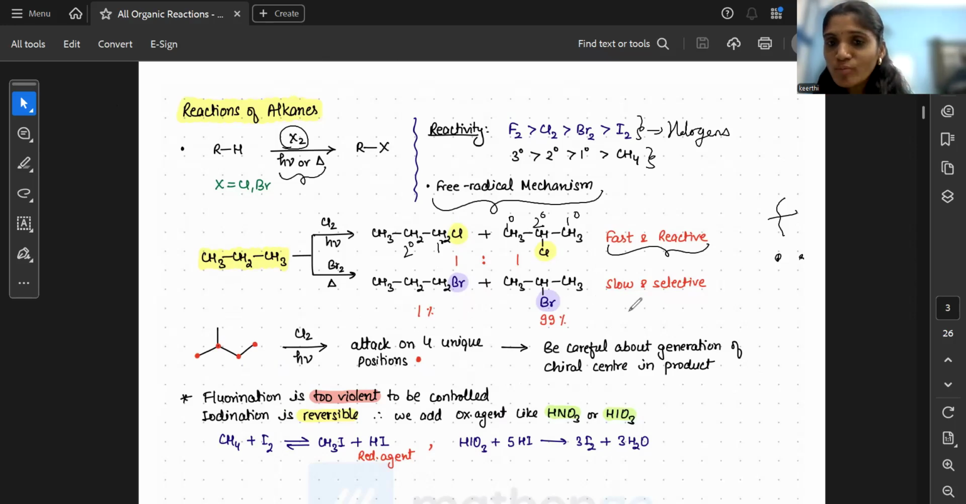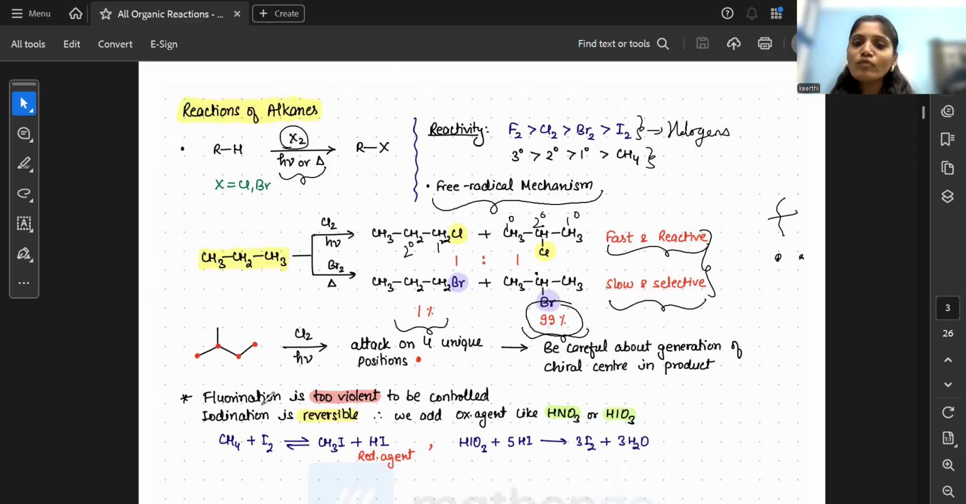When you go to bromination, the bromination reaction is very slow and selective. Because it is slow and selective, you get a higher percentage of your secondary alkyl halide. Here the free radical will be the secondary free radical, which is more stable. That is the reason bromine preferably attacks at the secondary position, giving more of your secondary alkyl halide and less of your primary alkyl halide. Clear with this? So please see the difference.